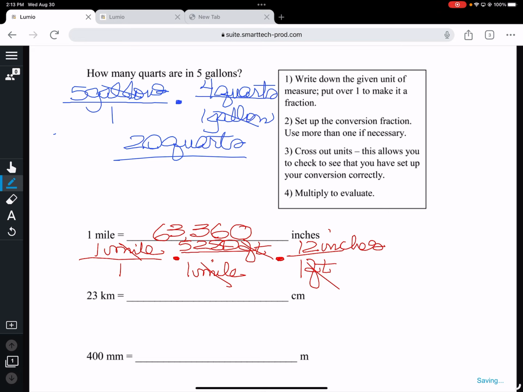5280, push the X button. 1, 2, hit equal. All right, this next one. Wait, never mind. I divided.